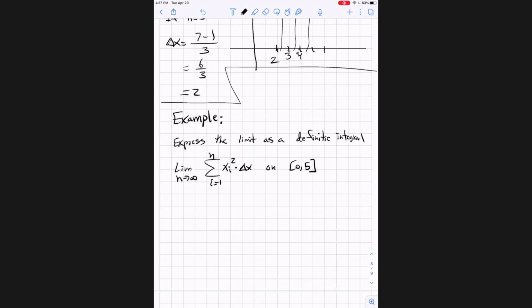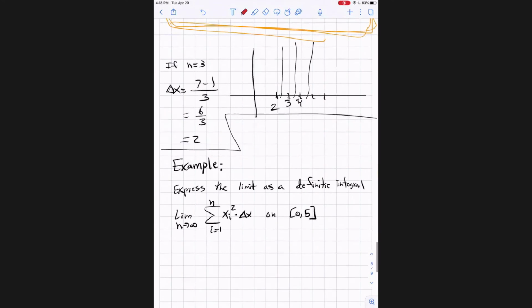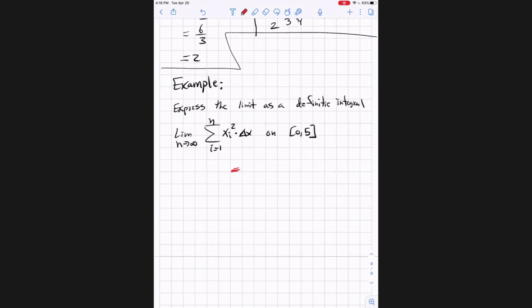All right, so what I wrote in black is the question. What I do in red will be the answer. Express the limit as a definite integral: the limit as n goes to infinity of the summation from i equals 1 to n of x sub i squared times delta x on the interval 0 to 5. How do you write that as a definite integral? Now you have this stuff that you highlighted, you follow that. So the answer is, are you ready? Don't blink, otherwise you're going to miss it. Here's how you do it. It's the integral from 0 to 5 of x squared dx. And that's it.